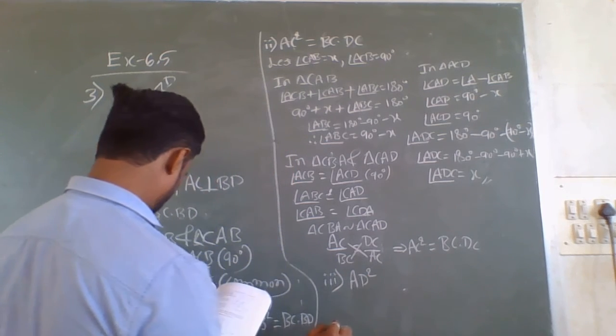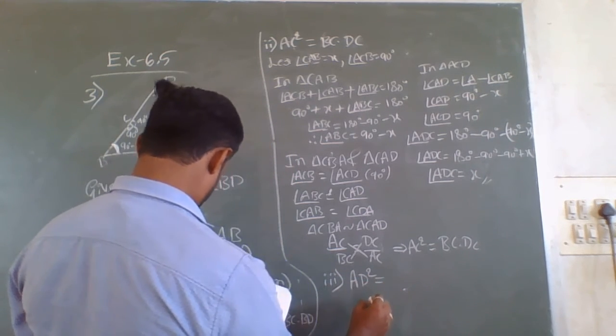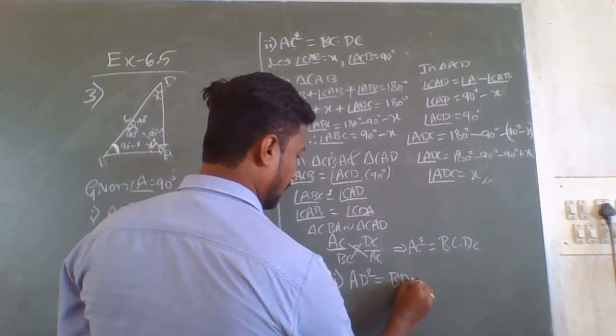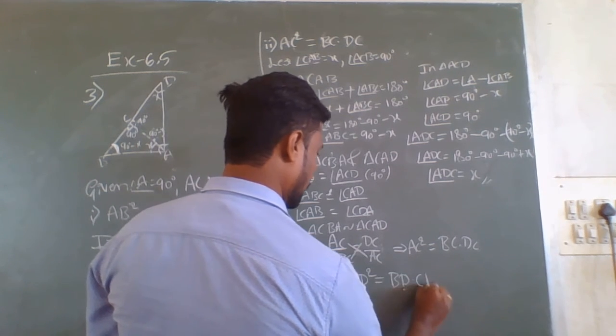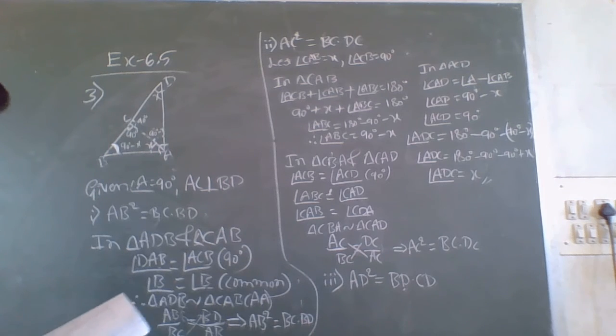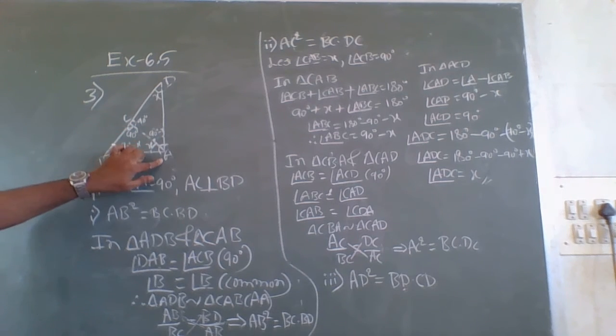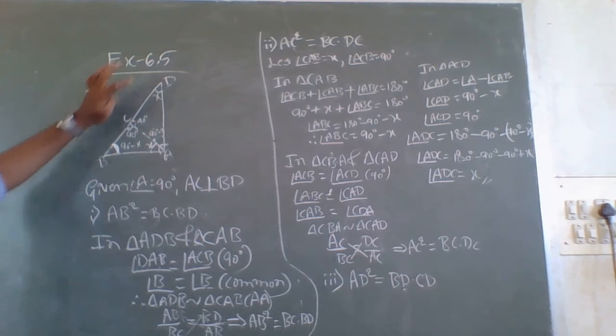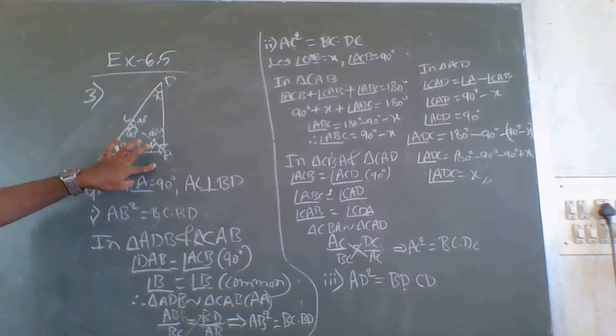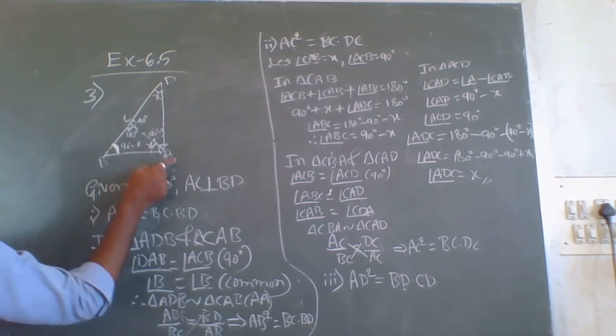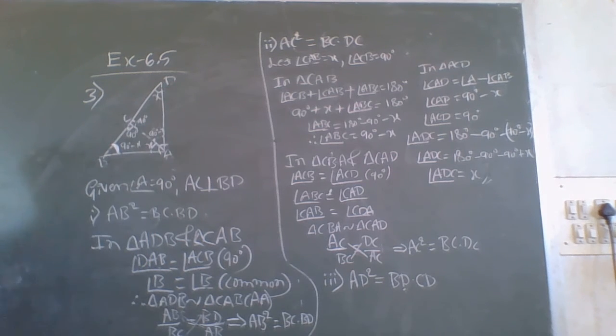AD square is equal to BD into CD. So now to prove this, consider triangle DCA. Consider this top triangle DCA and whole triangle DAB. DCA and DAB. So here again two triangles are similar.